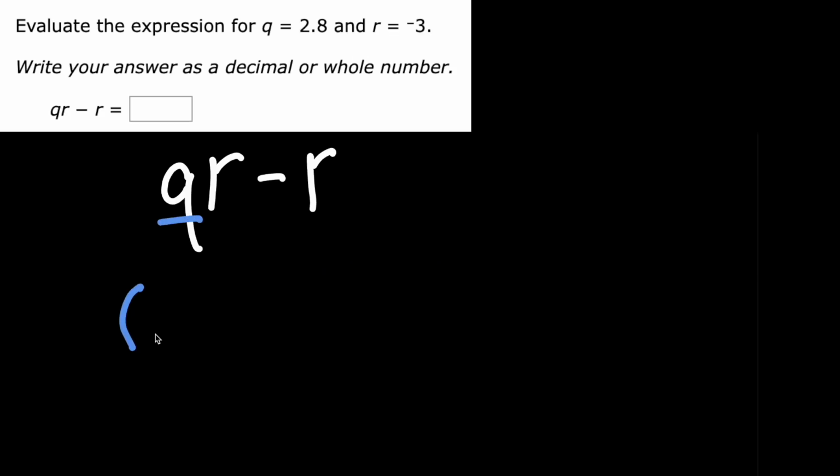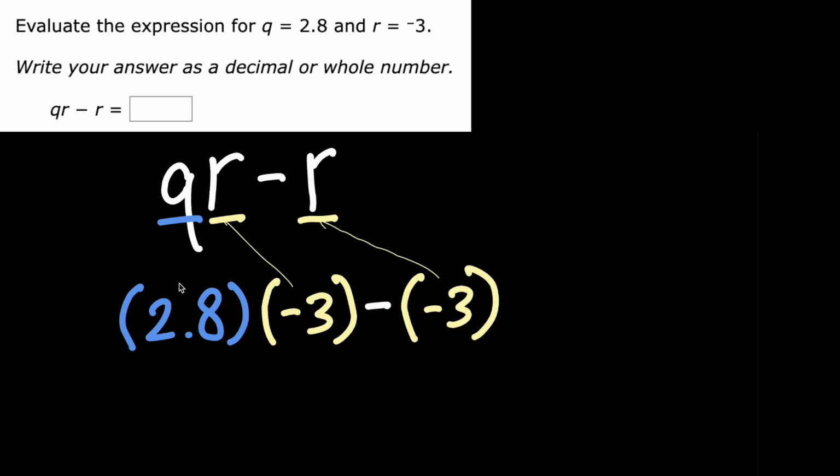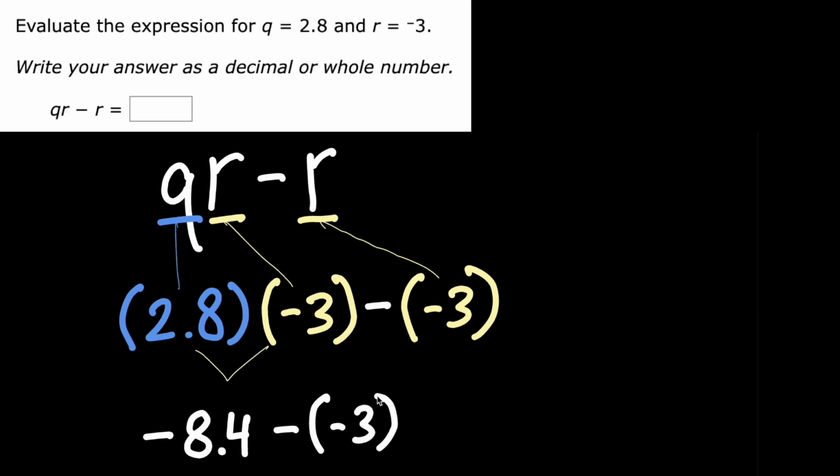Next, we have to substitute 2.8 for q and negative 3 for r. And when we plug both of those in, it looks like we're going to have to multiply first, then subtract. So 2.8 times negative 3 is negative 8.4. And since that negative 8.4 is minus a negative 3, we can turn that into plus 3. So negative 8.4 plus 3 is negative 5.4.